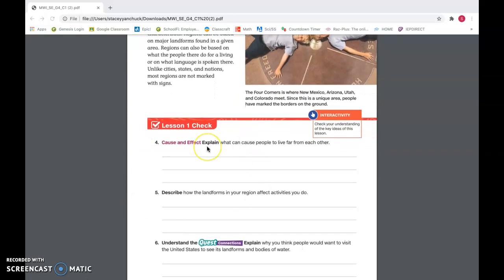And there are some questions right here to kind of think about for your Lesson 1 check. I would suggest that you do the Lesson 1 check questions just so you can understand and answer the questions based on what we've read. Good luck.